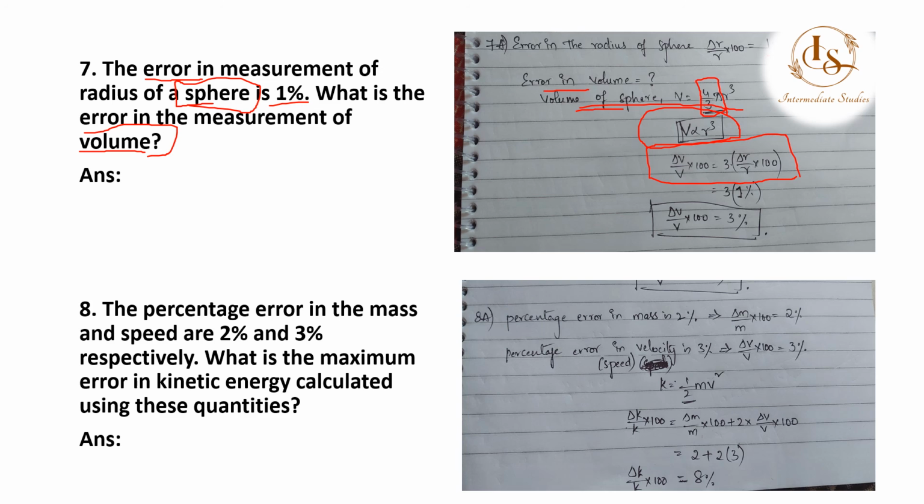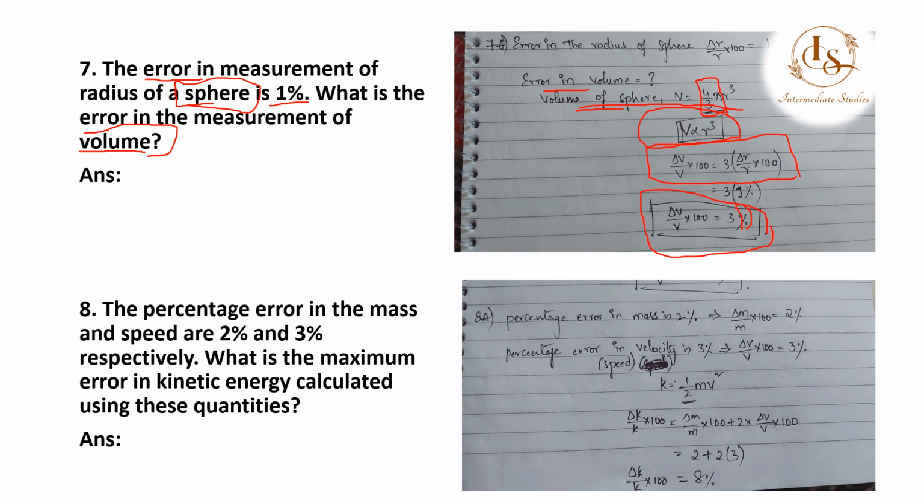They have already given the value of delta r by r into 100, that is 1%. So simply 3 into 1, 3%. That is your final answer. Don't forget to mention the percentage symbol after 3, because we need to calculate the percentage of the error. So definitely mention the percentage unit. Finally you can write the error in the measurement of volume, delta v by v into 100, is equal to 3%.